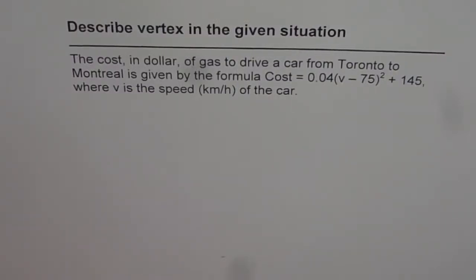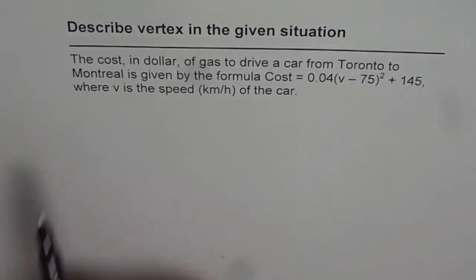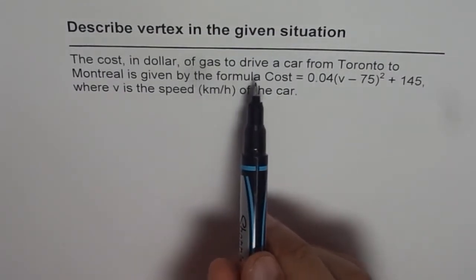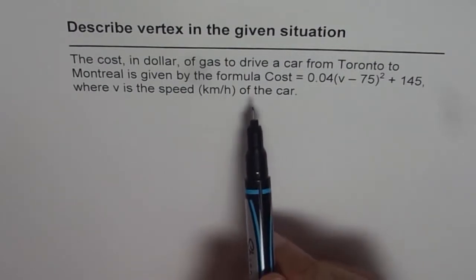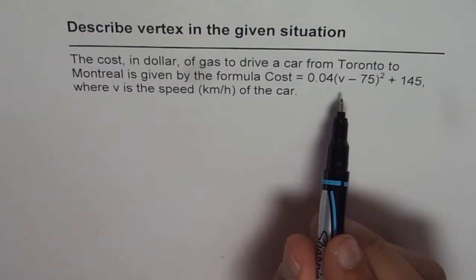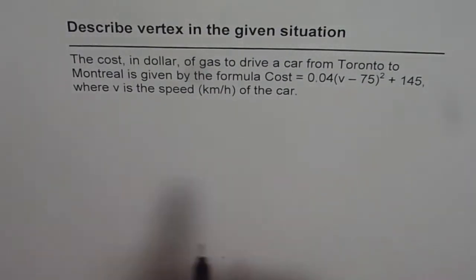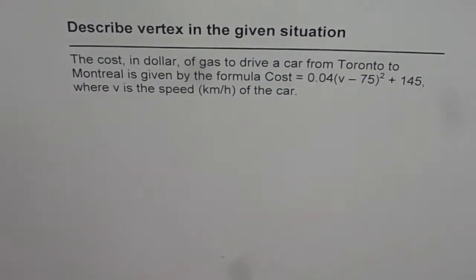Here is a communication question to understand quadratic equation in vertex form. We need to describe vertex in the given situation. Question is, the cost in dollars of gas to drive a car from Toronto to Montreal is given by the formula cost equals 0.04 times (V minus 75) whole square plus 145, where V is the speed in kilometers per hour of the car.